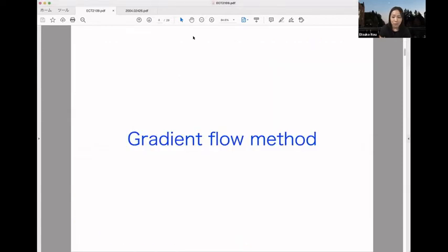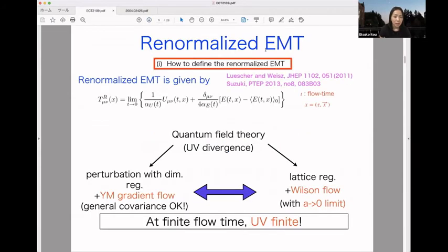Okay, so let me briefly give a review of what the gradient flow method is. The renormalized energy momentum tensor in the gradient flow method is given by this equation. It is given by the lattice clover operator U mu nu and the trace part of the clover operator E.